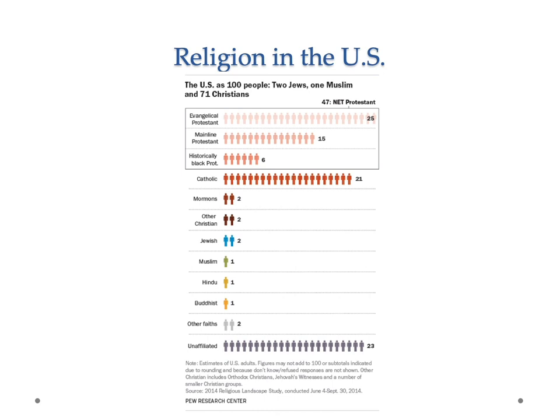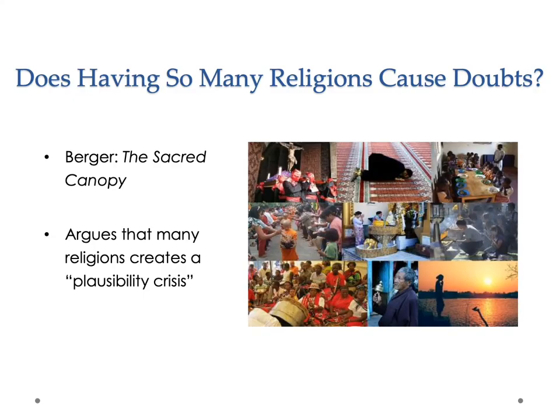So even though the largest religious group in the United States are Christians, the US is actually a very religiously diverse country in comparison to other countries. About half of the people in the US are Protestants, and a fifth are Catholics, and about a quarter are unaffiliated. But there are many important smaller groups of religious minorities. Now, one question that scholars have asked is whether or not such religious diversity can create doubts about religion.